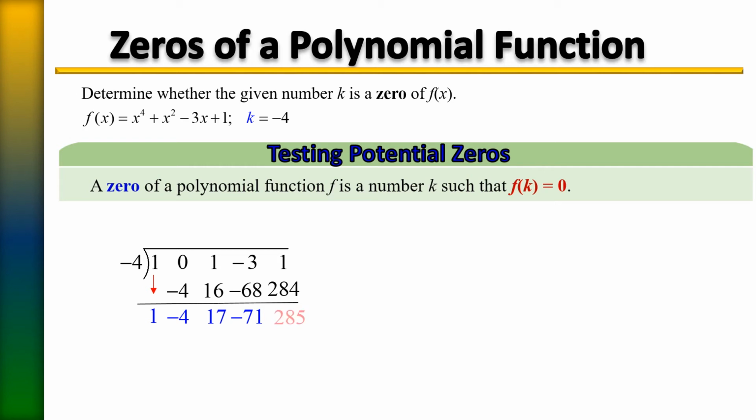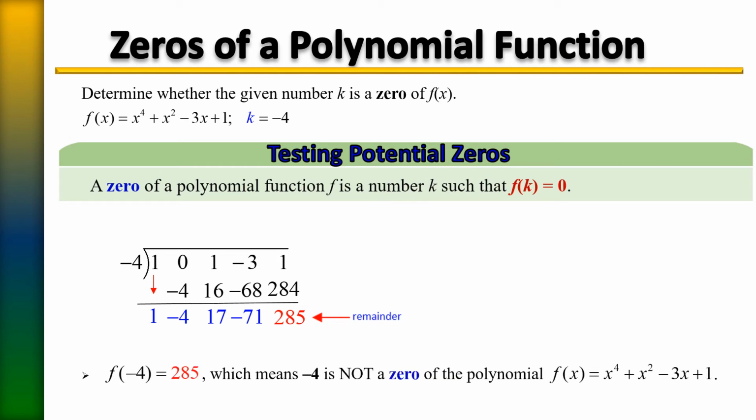Bring down 285. We did not get a 0 at the end. We do not have a remainder of 0. So that means that negative 4 is not a 0 of this given polynomial function. And there you have it, testing potential zeros using the remainder theorem and synthetic division.